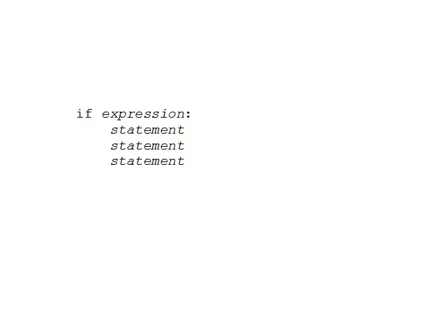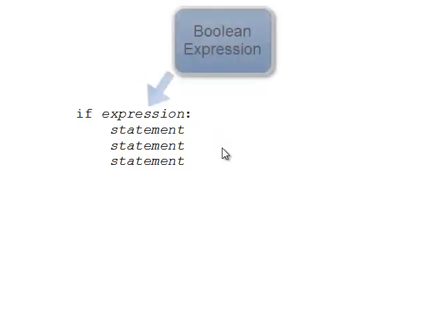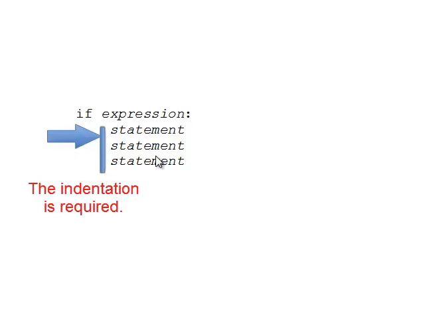Virtually all programming languages support the if statement in one form or another, and on the screen I have the general format of the if statement as it's written in Python. It starts with the word if, followed by an expression that can be evaluated as true or false. Now, an expression that can be true or false is called a Boolean expression. And following the Boolean expression is a colon. Beginning on the next line, we have an indented block of statements.